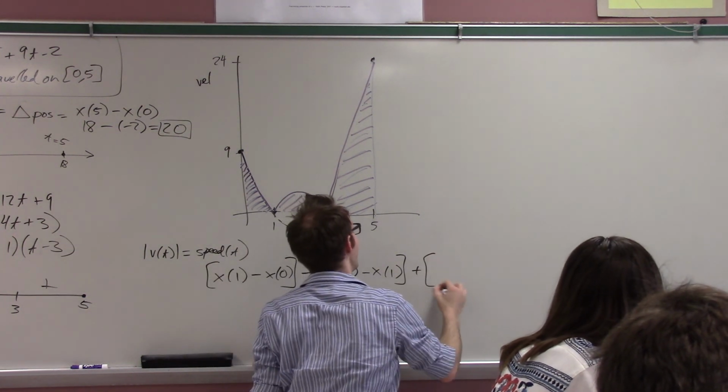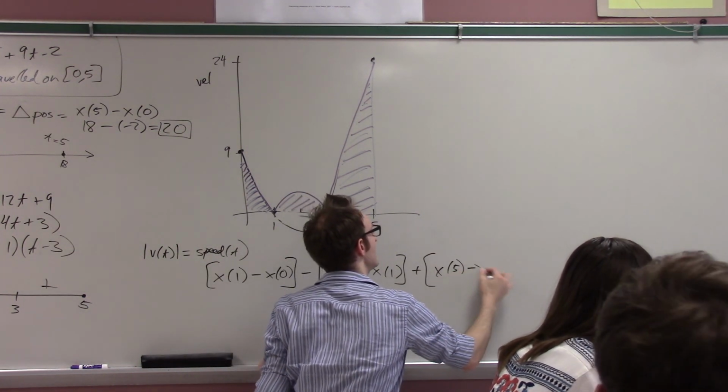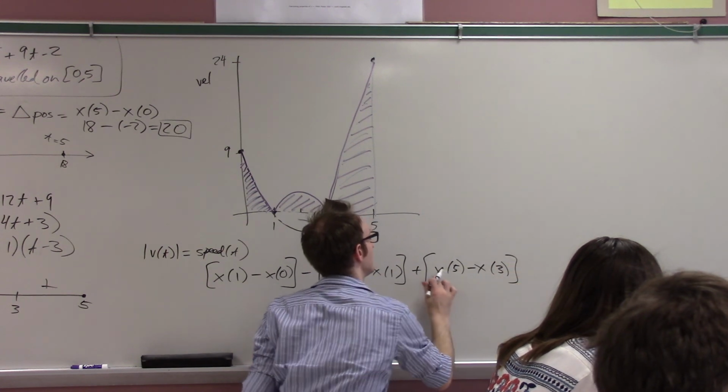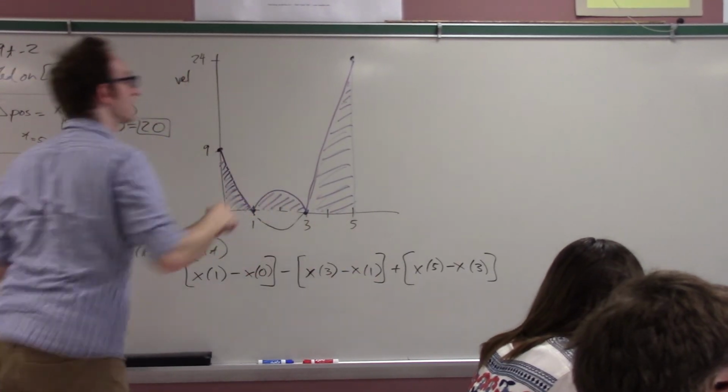And then finally, I add x of 5 minus... maybe I'm making too big a deal of it. I don't know, I think this is a D problem. So I get this expression.